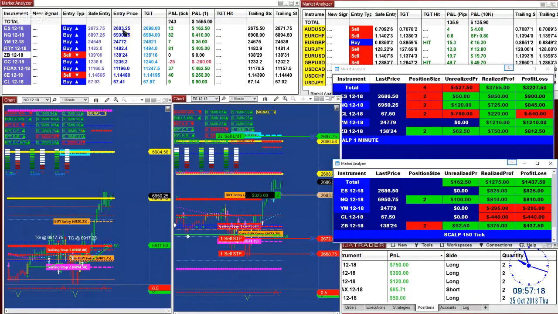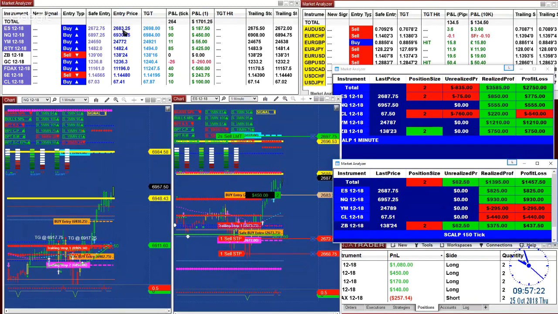The entry on the ES, all of it is based on the market analyzer, 1 minute and one lot only. What you see on the market analyzer is 1 minute and one lot only. The entry is 83.25, target 698.